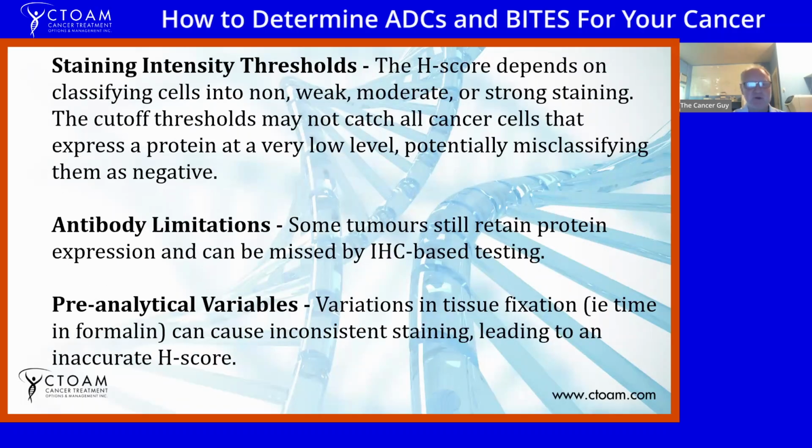There's also the issue of staining intensity thresholds. The H-score depends on classifying cells into none, weak, moderate, or strong staining. The cutoff thresholds may not catch all cancer cells that express a protein, let's say at a very low level, potentially misclassifying them as negative when they really could have a response to a certain drug. There's also antibody limitations. Some tumors still retain protein expression and can be missed by immunohistochemistry or IHC-based testing, just because the antibodies are not a perfect fit for that receptor or antigen.